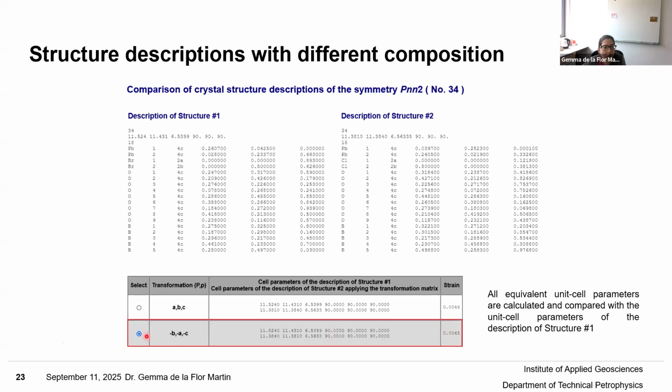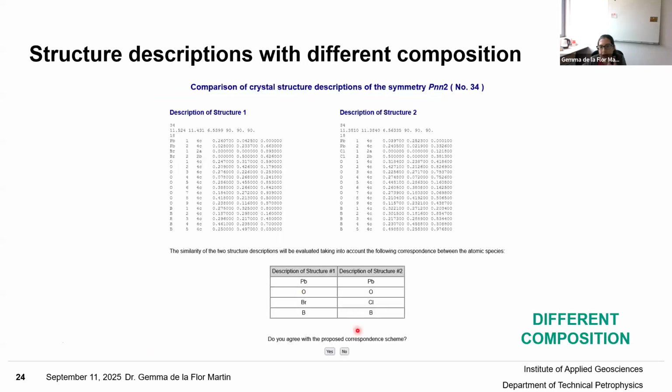When you click on continue, as the structures have different compositions, the program is going to redirect you to another intermediate form, in which the program is going to show you the corresponding scheme between the atomic species that it is going to follow to evaluate the similarity. If you agree with this correspondence proposed by COMPSTRU, you click on yes, and the program will carry out the calculations. And if you want to try another correspondence between atomic species, you can always click on no, and you can indicate to the program your own correspondence.